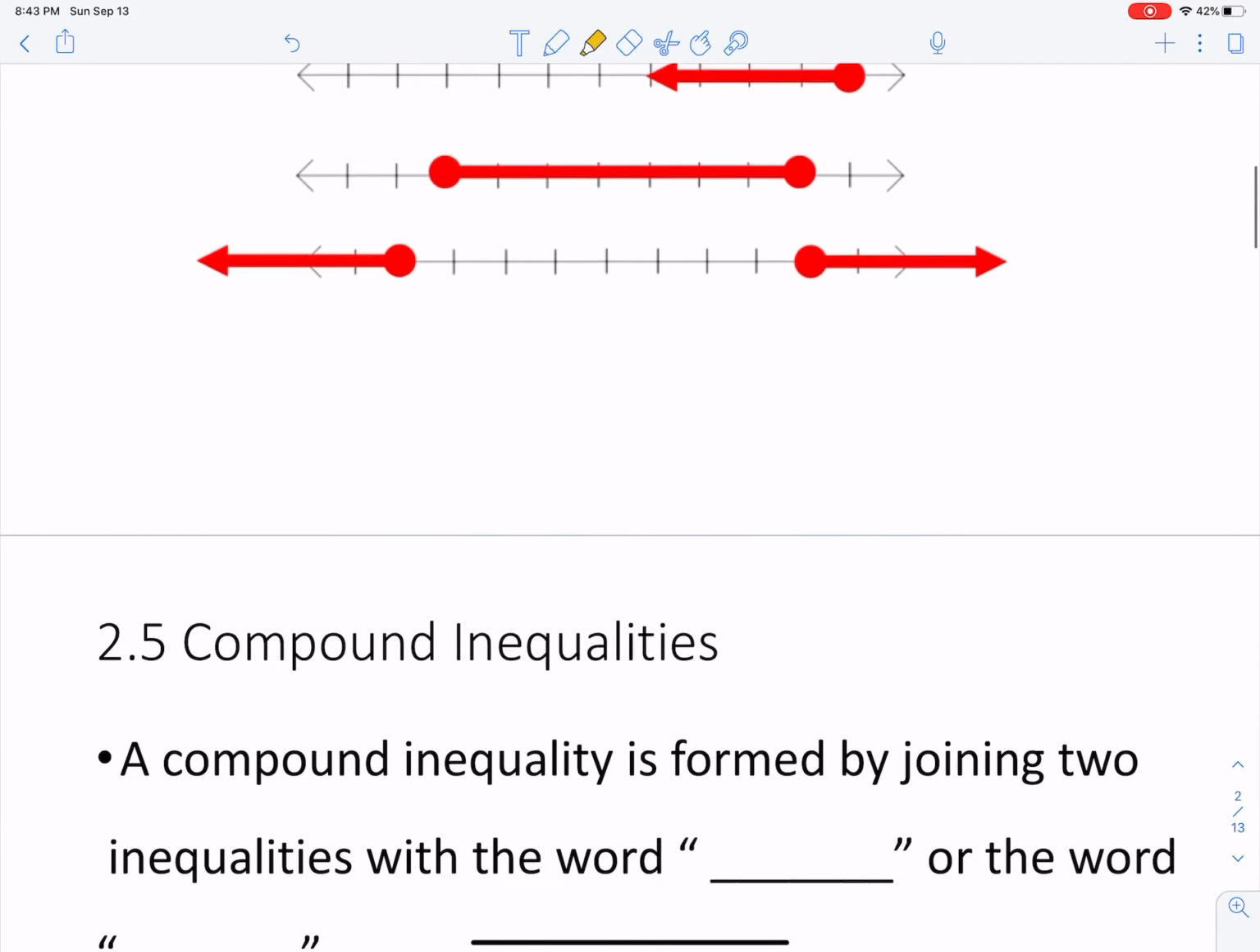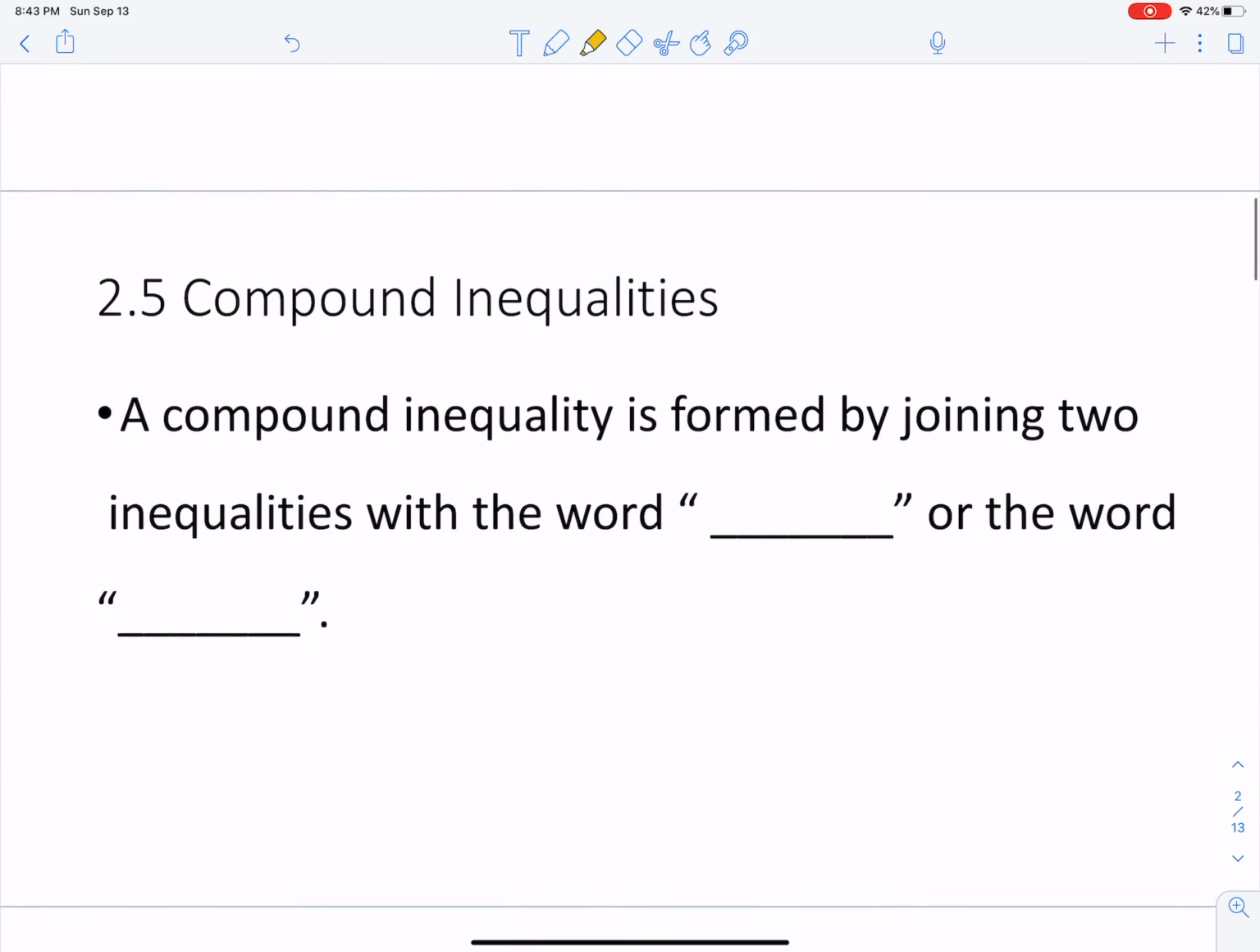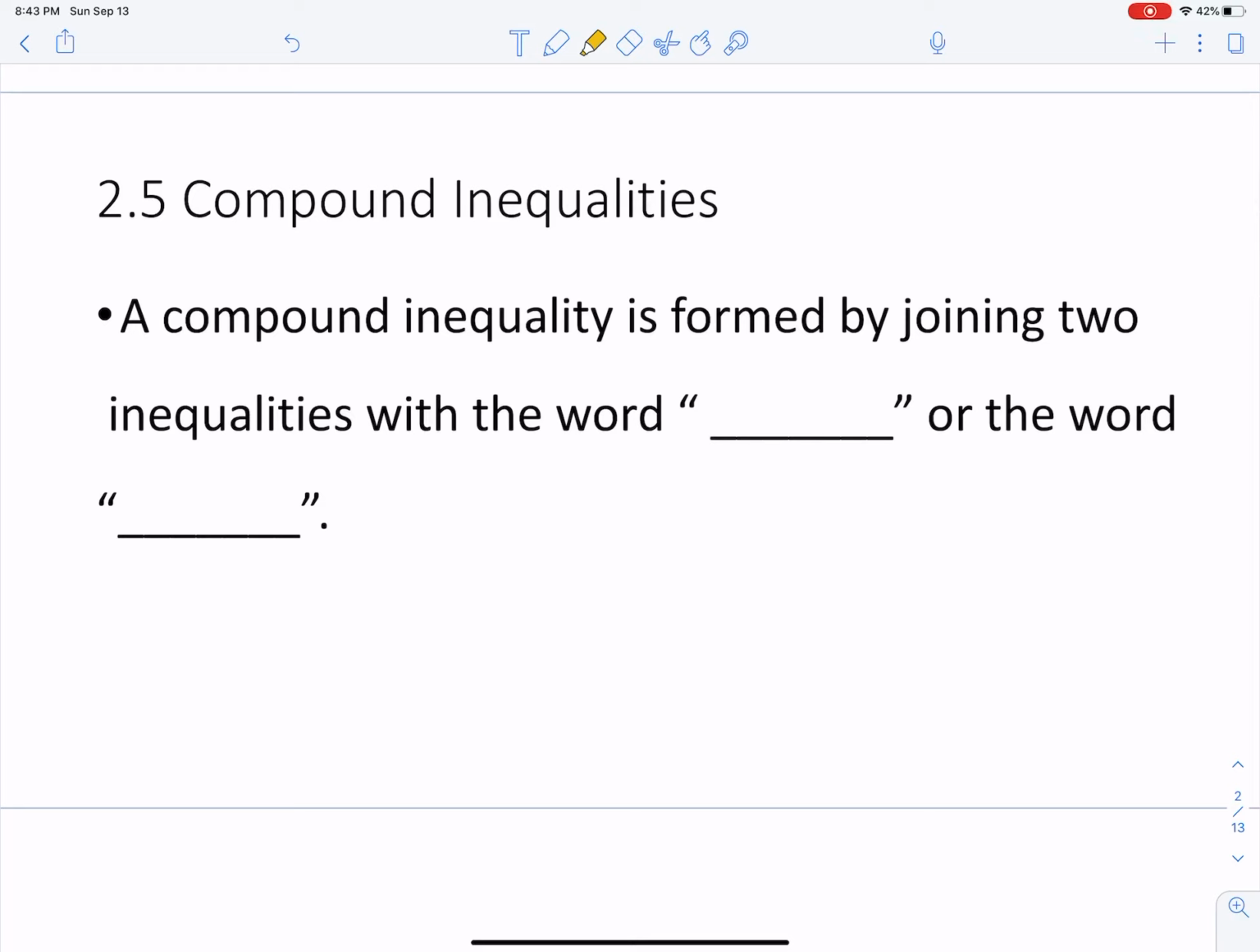But we're going to move on a little bit and talk about what a compound inequality is. A compound inequality is formed by joining two inequalities with the word "and" or with the word "or." I'm going to get my highlighter out and have you write this down. A compound inequality is formed by joining two inequalities with the word "and" or with the word "or."